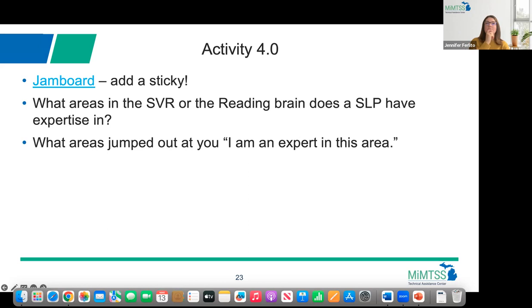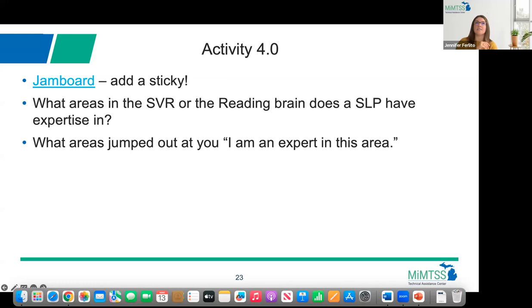Comprehension, syntax, right? Syntax is comprehension. That's right. Phonological knowledge. A lot of semantics. That's fun. Using context clues to aid in comprehension. So these are all areas that speech pathologists are experts in.